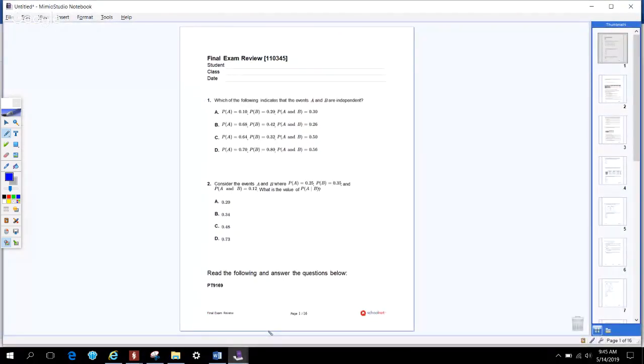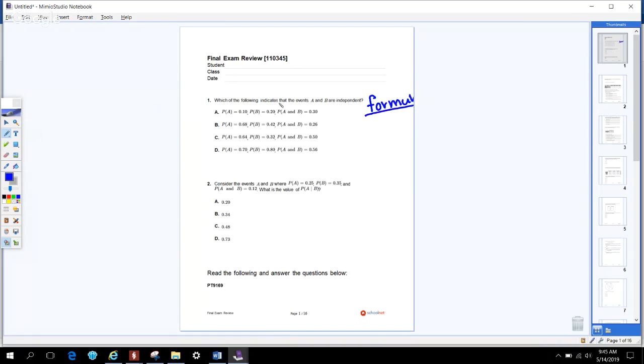All right, so we're going to start going over some of the things that you're going to need to know for the final exam. So I'm going to start off with question 1. First of all, it says, which of the following indicates that the events A and B are independent? This question right here comes directly from the formula sheet.